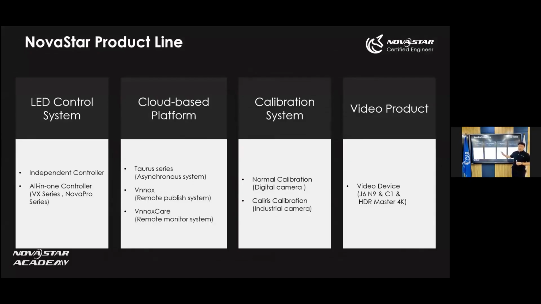Now we have 4 product lines: the LED control system, the cloud-based platform, the calibration system, and the video product. For the LED control system, we now have 2 branches. One is an independent controller, and another is the all-in-one controller. Maybe some of you are familiar with the independent controller, the M control series, such as MCTRL 300, 600, 660, R5, OK, right? Why we call it independent controller?